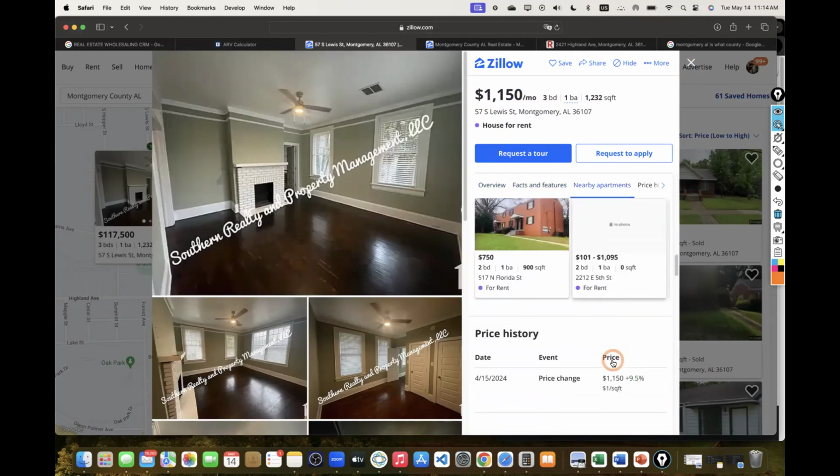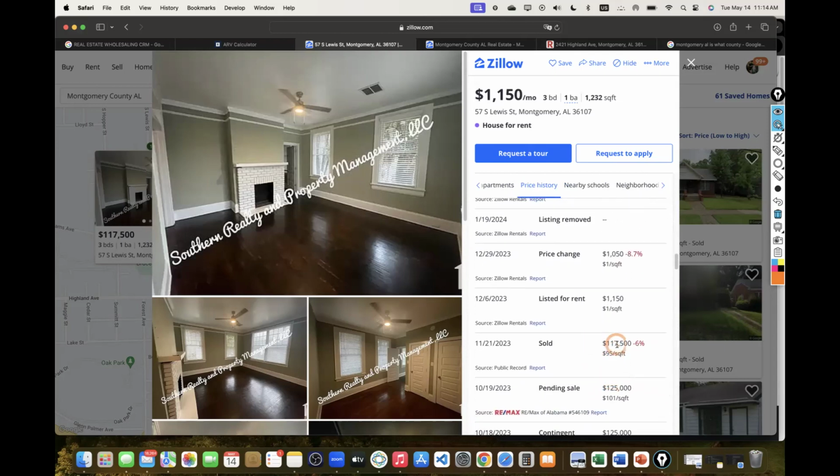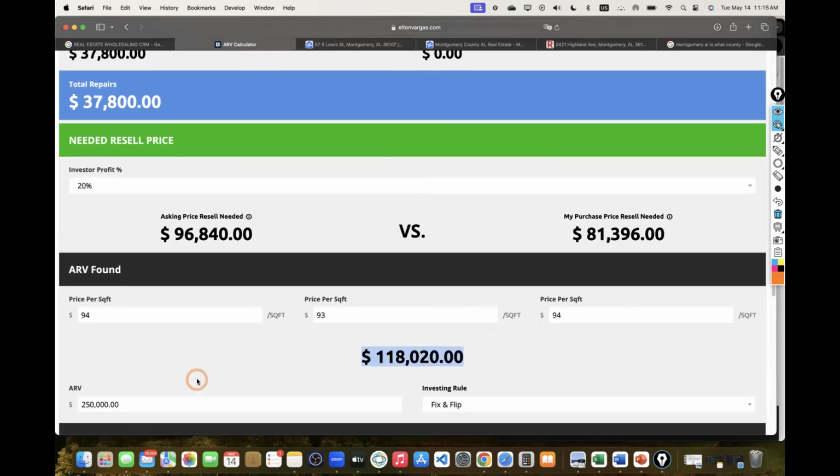And then this was listed in the past for $117,000, but that was in November of last year that it sold for. So 117 by 1232, and it's still within our neighborhood as well too. 117 divided by 1232, it's at $94 per square foot. So we're right on the spot at the 90s. So yeah, our property can sell for $118,000.